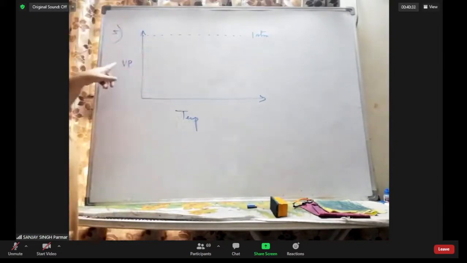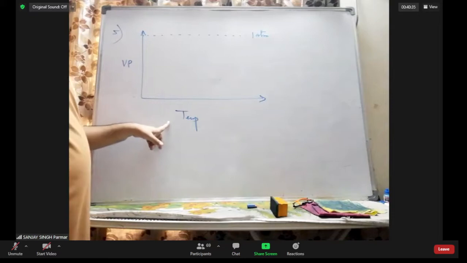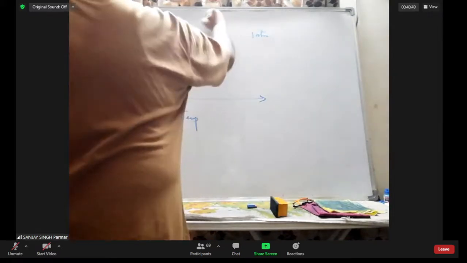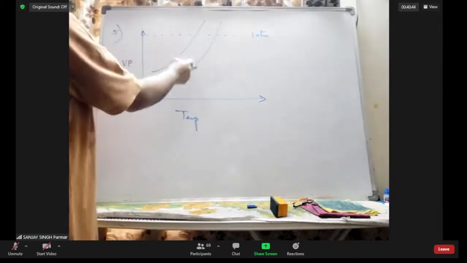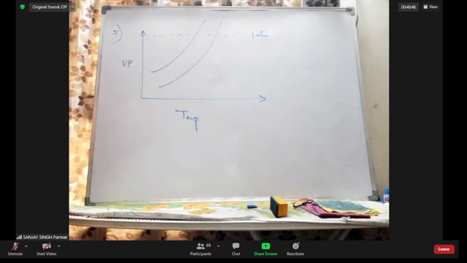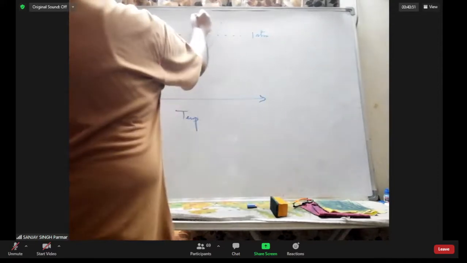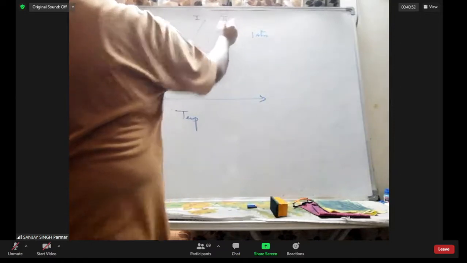Now, we know very well that in the vapor pressure and temperature graph, we are having an exponential curve. So I am drawing two exponential curves. This is one exponential curve, it is another exponential curve. In the examination, let us assume this is number one and this is number two.